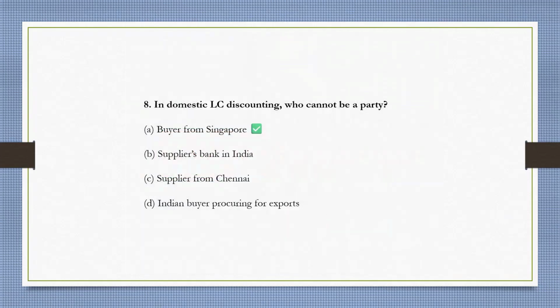Let's see question number 8. In domestic LC discounting, who cannot be a party? Buyer from Singapore, supplier bank in India, supplier from Chennai, Indian buyer procuring for export.